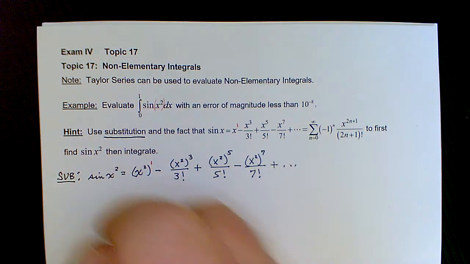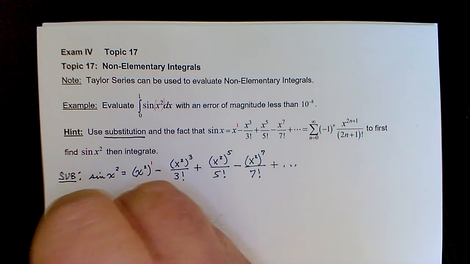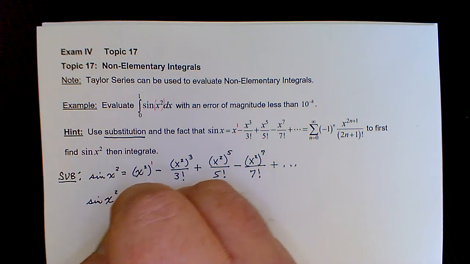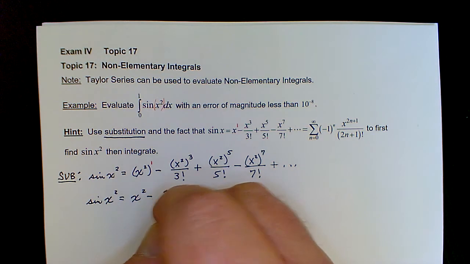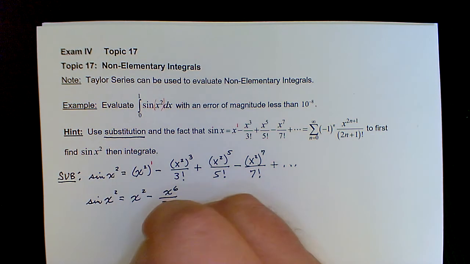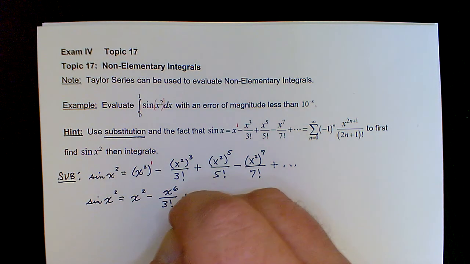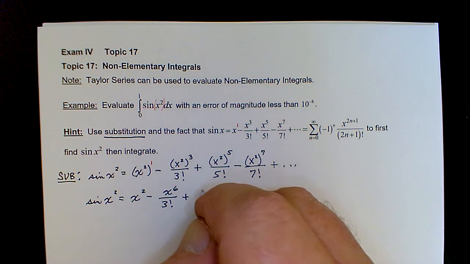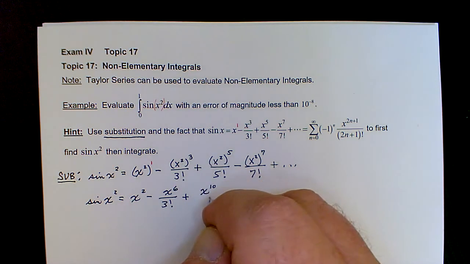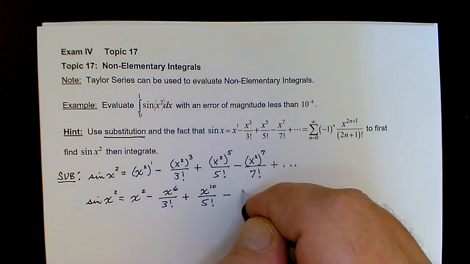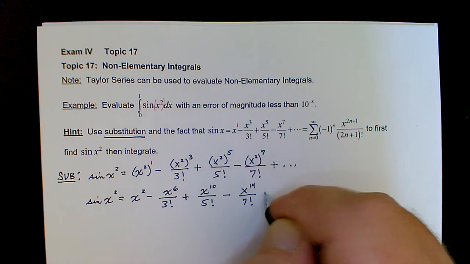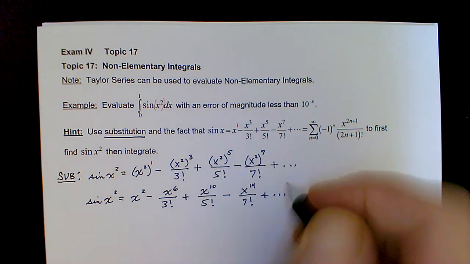Okay, so let's do the obvious and simplify. So we get x squared minus x to the 6th over 3 factorial, because when you take a power to a power, you multiply the exponents, of course. Plus x to the 10th over 5 factorial minus x to the 14th over 7 factorial, and so on.